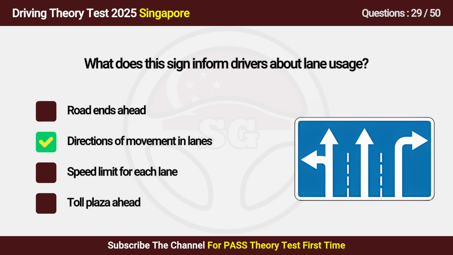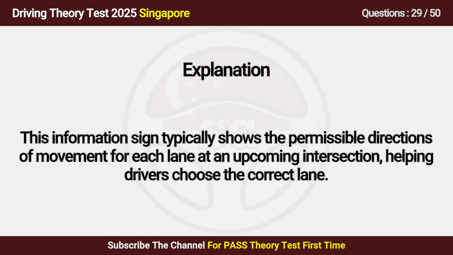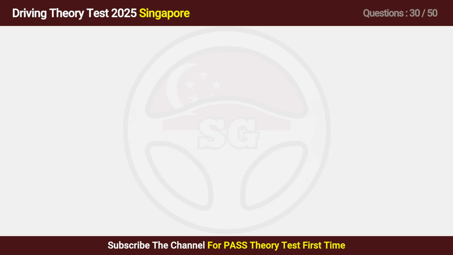Answer is B. Of movement in lanes. This information sign typically shows the permissible directions of movement for each lane at an upcoming intersection, helping drivers choose the correct lane.